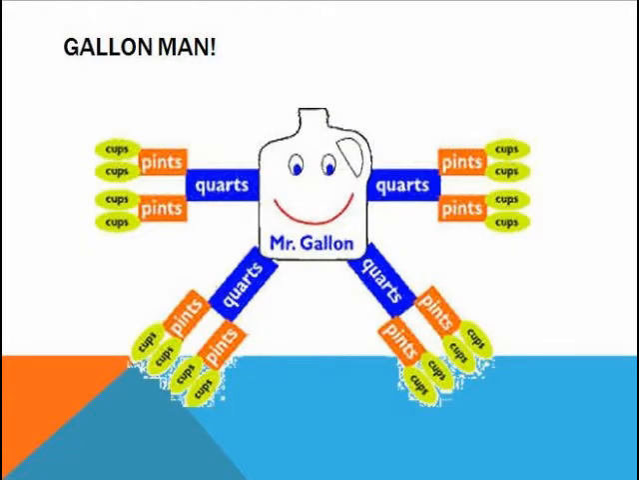Some of you may have seen this, Gallon Man. This is a pictorial representation of some of these things. There are 4 quarts in a gallon, so that's where the 4 blue pieces come from. Each quart has 2 pints, which means there are 8 total pints in a gallon, and each pint has 2 cups. So that means there are 16 total cups in a gallon. If you think beyond that, you would multiply by 8 for the fluid ounces, because there are 8 fluid ounces in each cup. But it doesn't go that far.